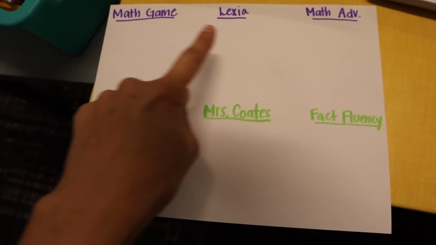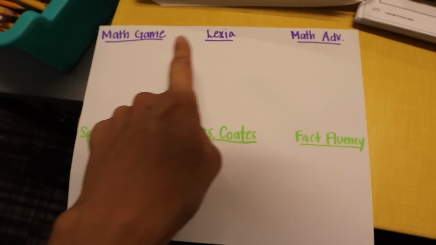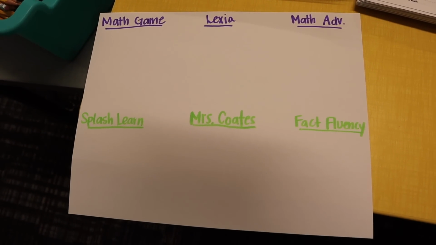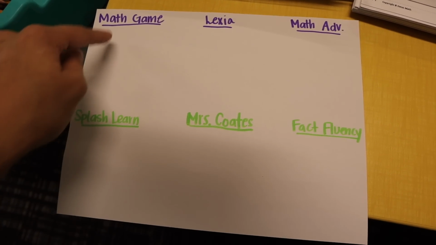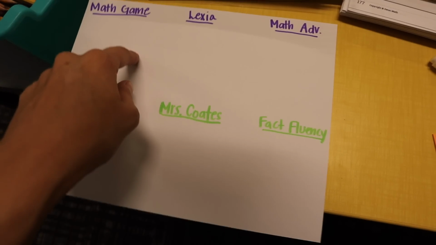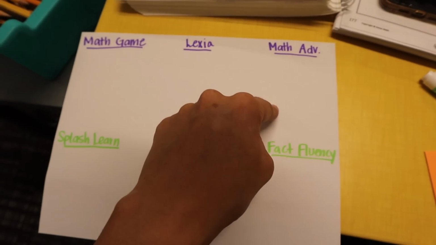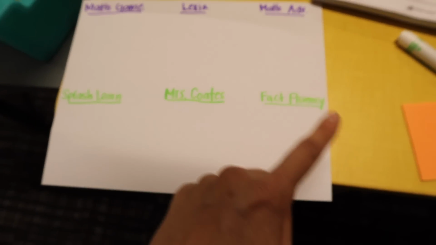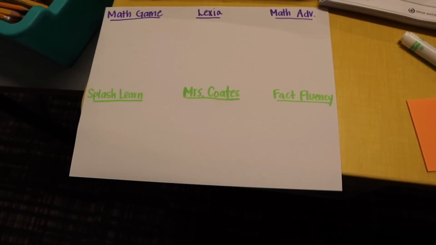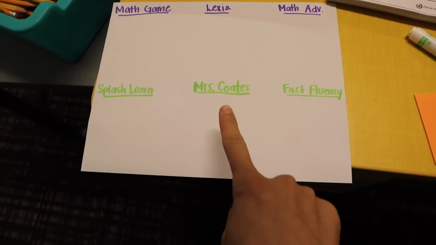Essentially the kids are in groups, and they will rotate through each color on one of the days. So for example, let's say Freddie is in this group today, so he will go to my math game, then he will go to Lexia, and then he will go to Math Adventure on Tuesday, and then on Thursday he will do Splash Learn, Mrs. Coates, and Fact Fluency. So I see all the kids once a week here.